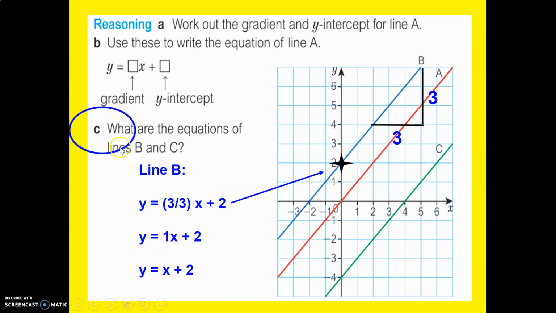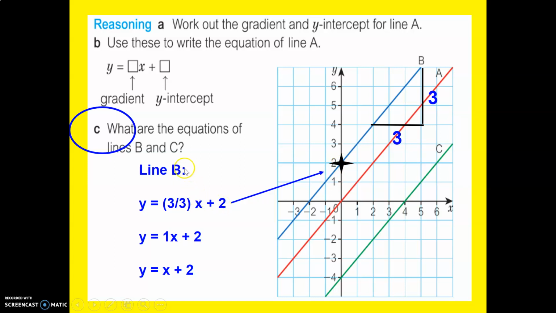Let's have question C. What are the equations of lines B and C? Let's first have line B. So line B is the blue line. The height is 3 and the base is 3. 3 divided by 3 is 1. And for the y-intercept, where the blue line crosses the y-axis, that is at point 2.